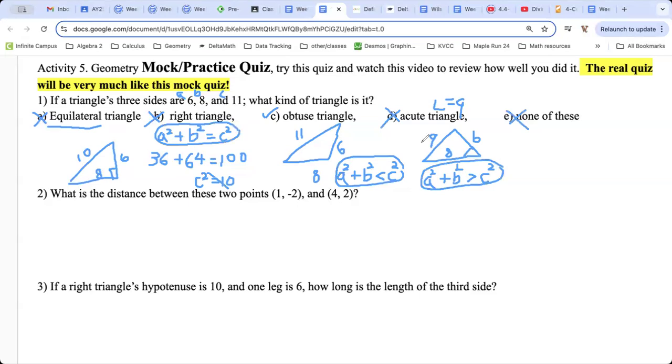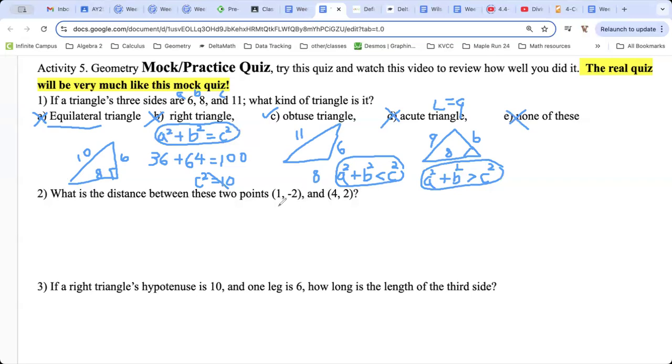Okay, so that's how we decide, if I give you three sides of a triangle, exactly what kind of triangle we have, right? Those are the criteria.